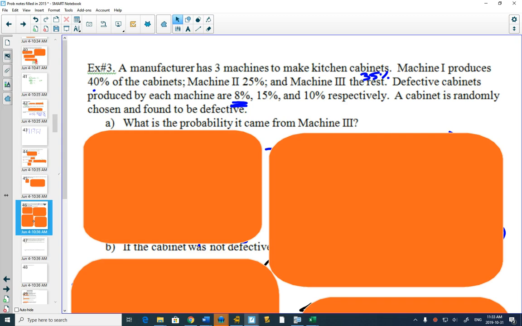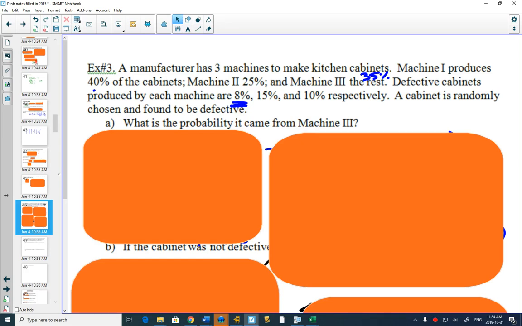A manufacturer has 3 machines, and these machines make kitchen cabinets for them. Machine 1 is the fastest. It produces 40% of the cabinets. Machine 2, 25%. It's probably the oldest one, doesn't work as fast. And machine 3 does the rest. Now machine 1, the fastest one, is the newest one, but it still makes mistakes. This is quite high. If you own this company, you'd be quite disappointed. 8% of them are defective. The old one, 15% are defective. And the last one, 10% are defective.